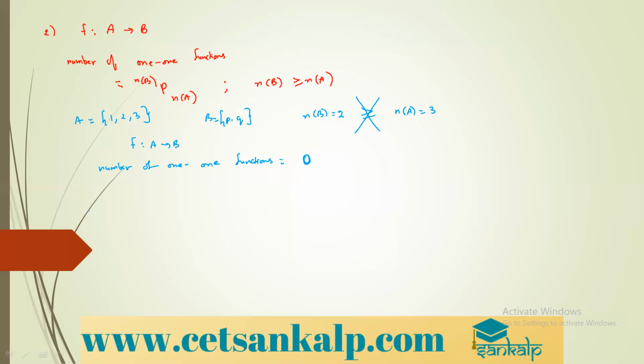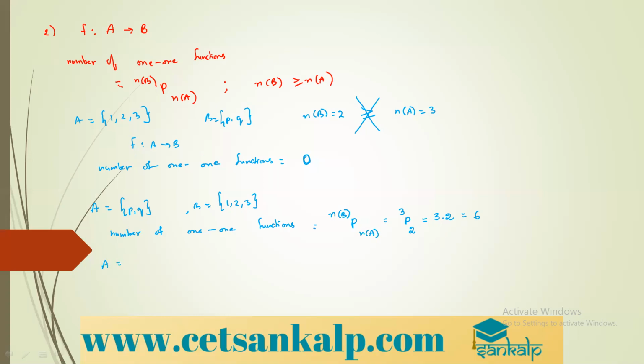Let me give you another example. Suppose A is the set p, q and B is the set 1, 2, 3. So in this case, we have to find how many one-one functions can be formed. That will be the number of elements in the set B P the number of elements in the set A. Number of elements in the set B is 3, P, number of elements in the set A is 2. 3P2. And 3P2 is start with 3, take 2 numbers. So 3 into 2, that is 6 one-one functions can be formed.